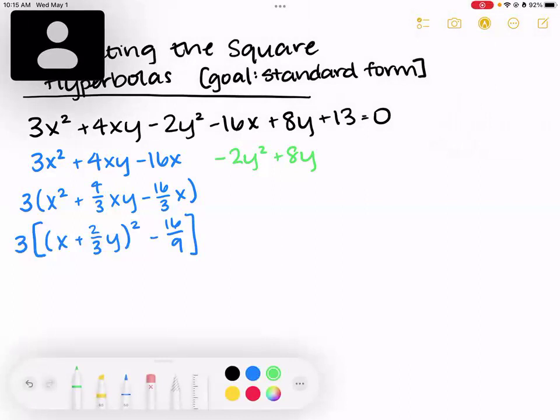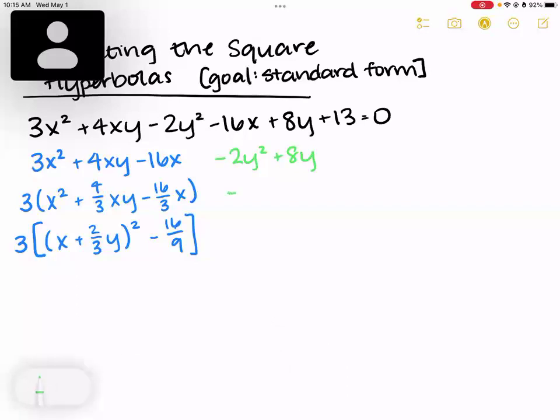Now we're going to do the same thing for the y terms. Again, we're only going to focus on the y terms, which are in green: negative 2y squared plus 8y. First, we're going to remove the negative 2, because again, we want y squared to have a positive 1 coefficient. Then we are going to complete the square by adding and subtracting negative 4 over negative 4 squared, which equals 2, inside the bracket. Again, I'm not walking through all the steps, so if this is confusing, I highly encourage you to review completing the square. That will help you a lot in being able to convert equations.